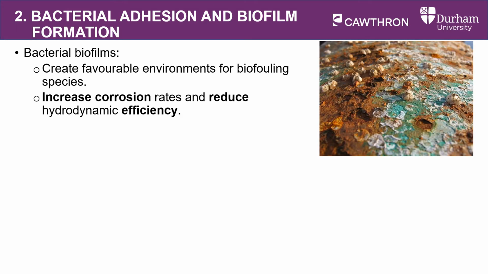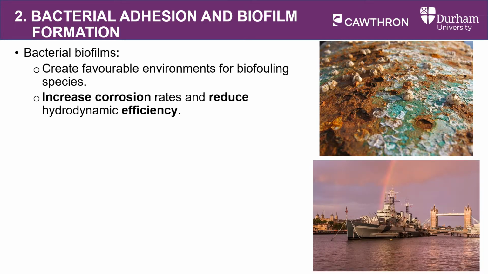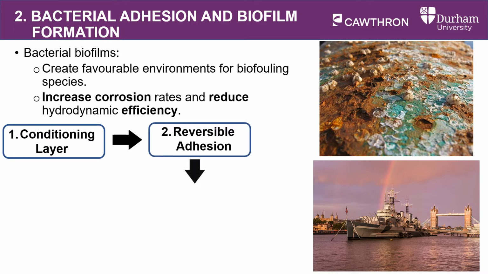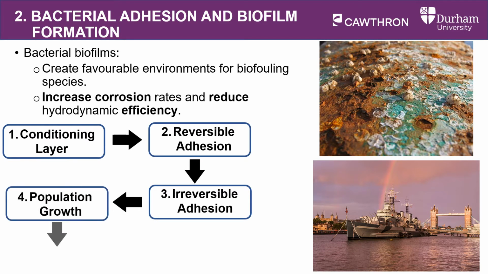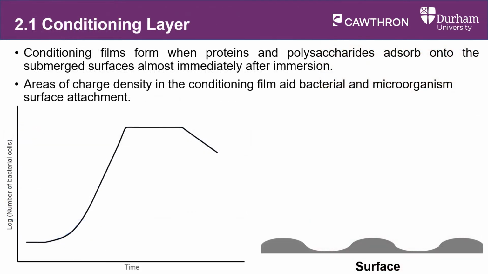They also reduce hydrodynamic efficiencies of ships. Depending on the thickness of the biofilm, the power requirement to move a mid-sized naval vessel can be increased by up to 10%. The formation of a biofilm can be broken down into 5 key stages, shown in the flowchart here. Here, the graph on the left shows how the population of bacteria on a surface changes with time. The area highlighted in red refers to the stage currently being discussed.